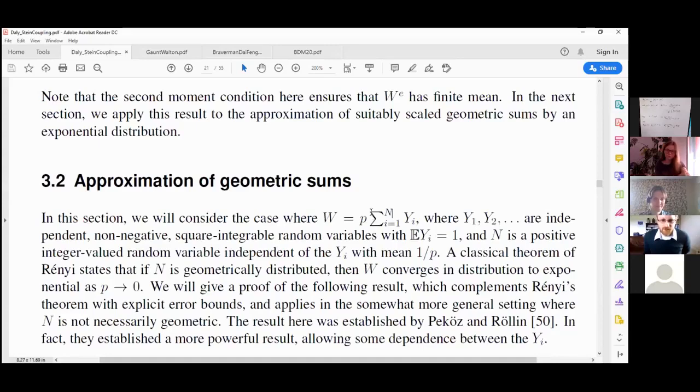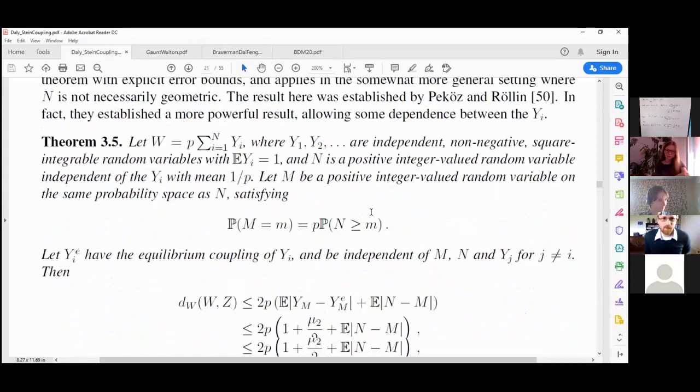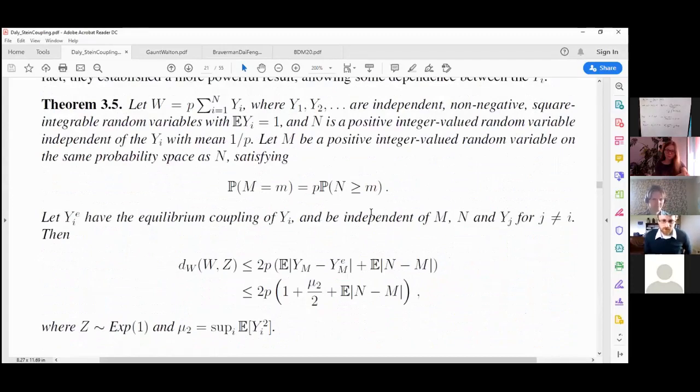Okay, so here's the theorem. After we've talked about this result, I'm going to pause for a bit from what's in the notes and tell you a little bit about how Stein's method can be applied for some queuing problems, and there's a reason that I'm doing this first.